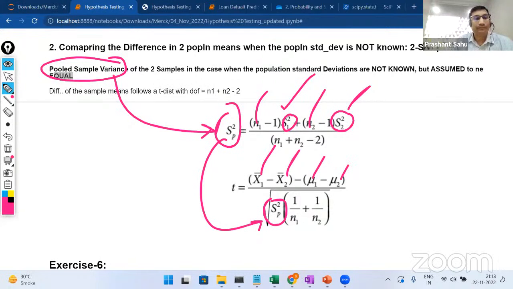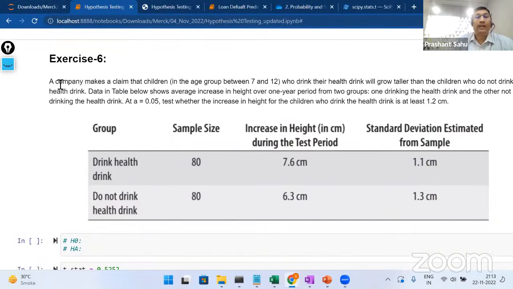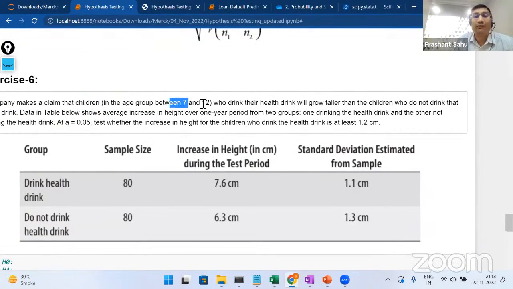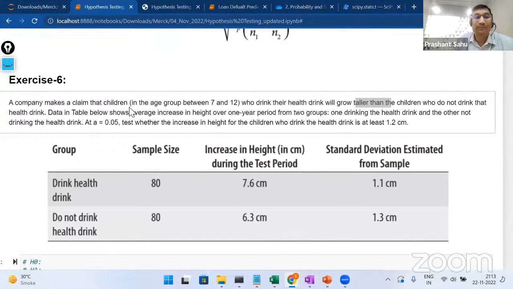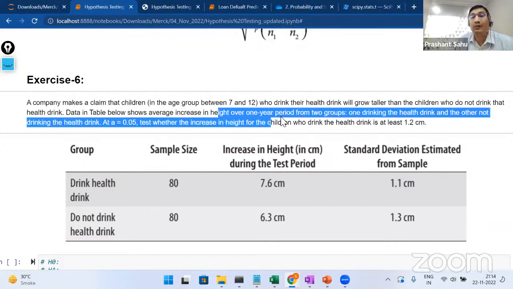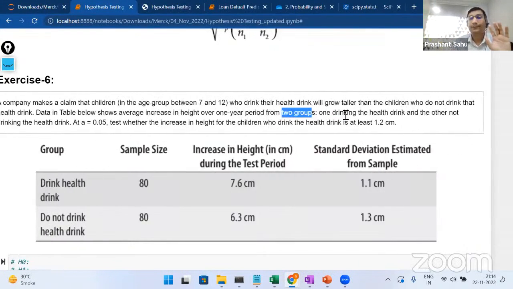So do I have a problem for this? Yes. A company makes a claim that the children in the age group between 7 and 12 who drink their health drink will grow taller than the children who do not drink that particular health drink. The table is showing the average increase in height over 1 year time period from the two groups. Two different populations are there, and I don't know their standard deviations, but I'm assuming them to be equal, right?